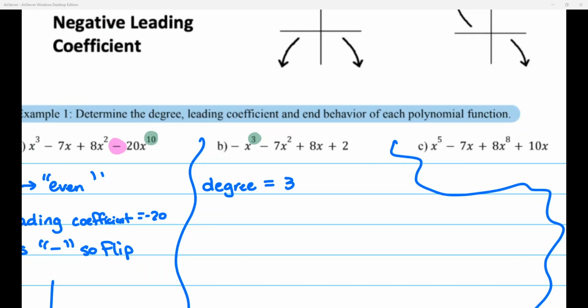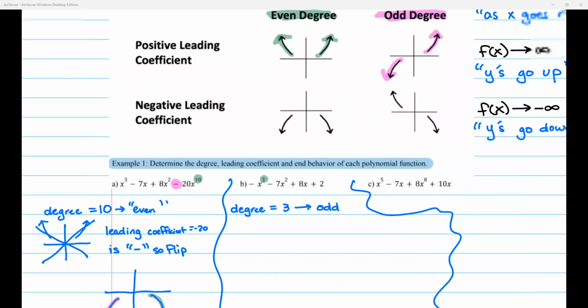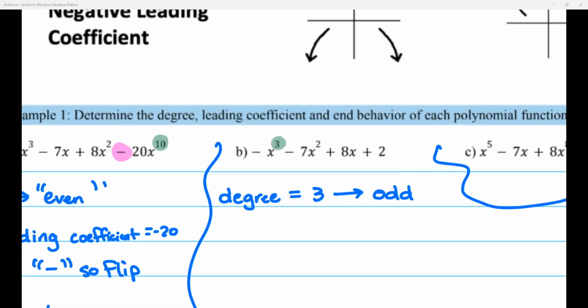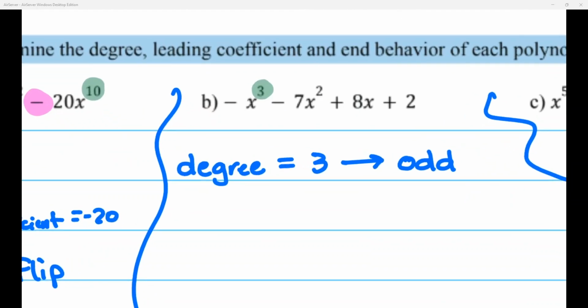And since it has a degree of 3, I know that this is an odd power degree. Since it's an odd power degree, I know that on the left side, normally it goes down, and on the right side, normally it goes up, okay? What's my leading coefficient, though? Well, let's see. Since this is my degree, then this is my leading coefficient. My leading coefficient is -1.